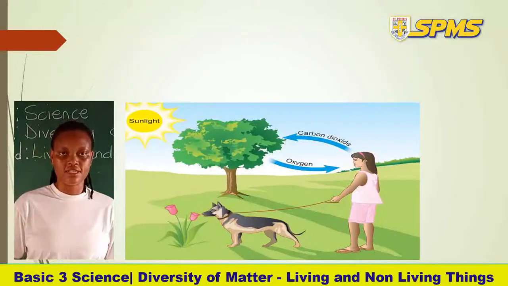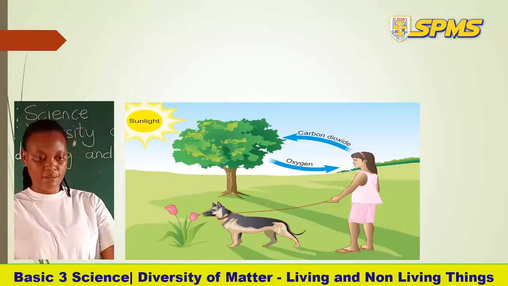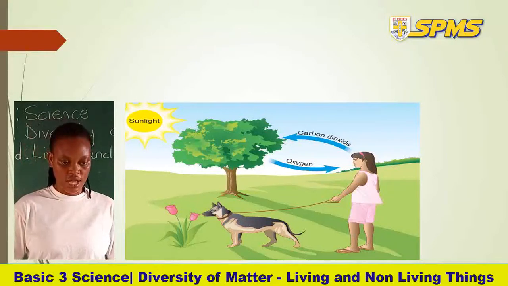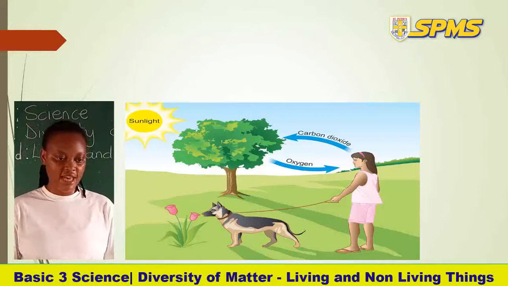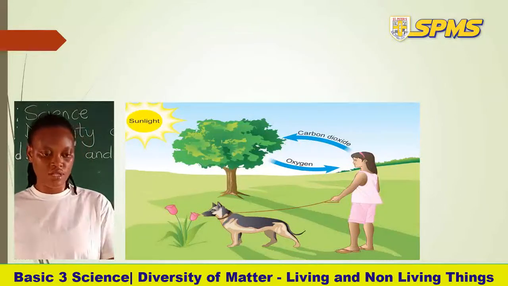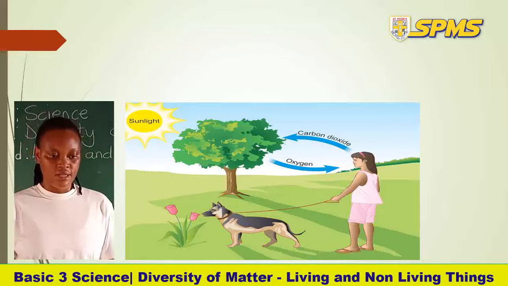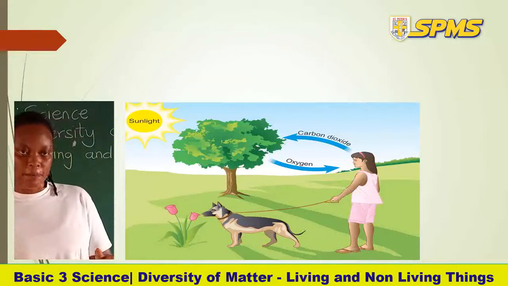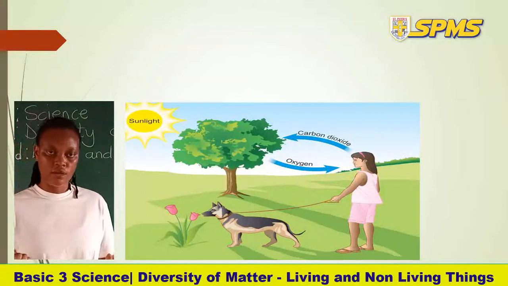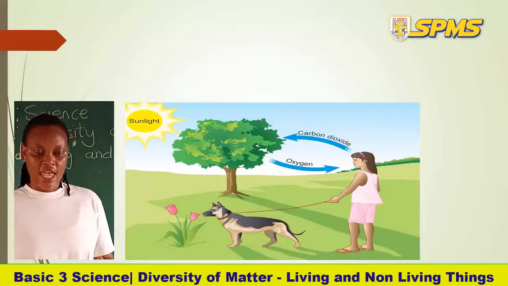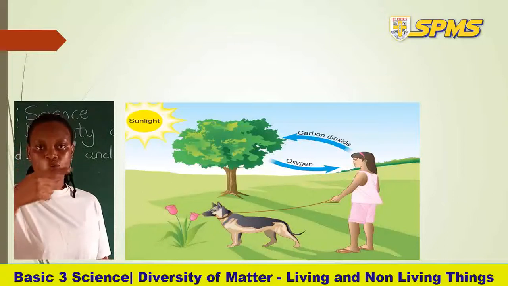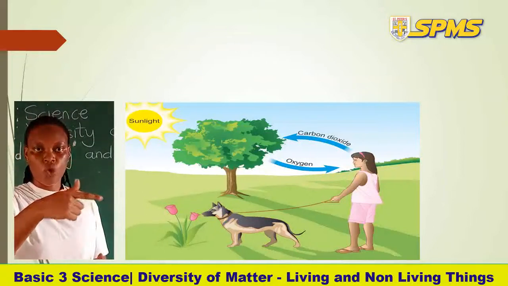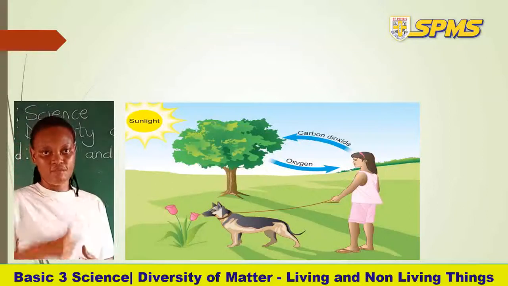Before we get to our last life process, let us look at the picture we are seeing on our screen. We have the sunlight, we have a tree, an erect plant, a dog, a human being. You realize that there's oxygen coming from the plant to the human, or to the animal, to the dog. And then in return, the human is giving carbon dioxide to the plant. So it is a give and take process.